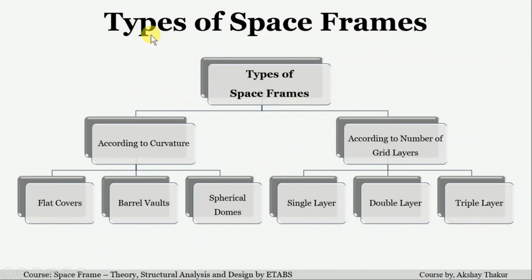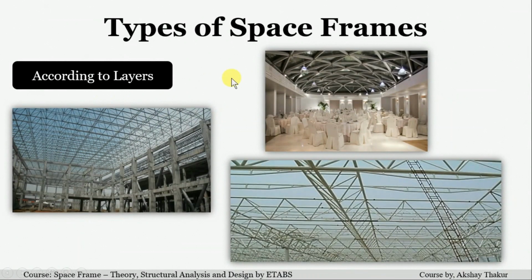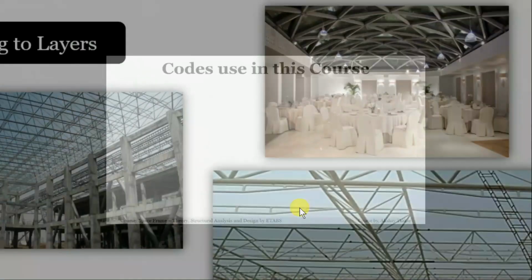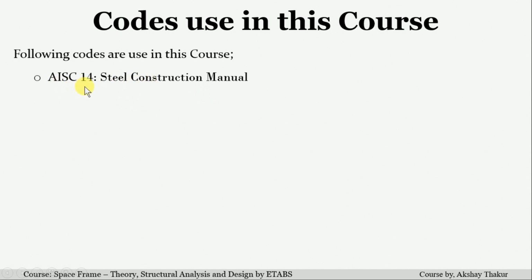After that, we'll see the different types of space frames according to their curvature and according to the number of grid layers. The classification according to curvature is flat covers, barrel vaults and spherical domes, and according to layers, single layer, double layer and triple layer space frames. In the course we use American standards such as AISC 14, which is the steel construction manual, the previous revision of the latest AISC 15.